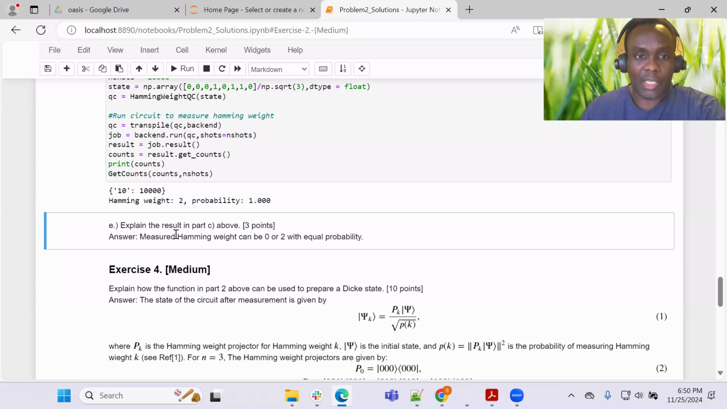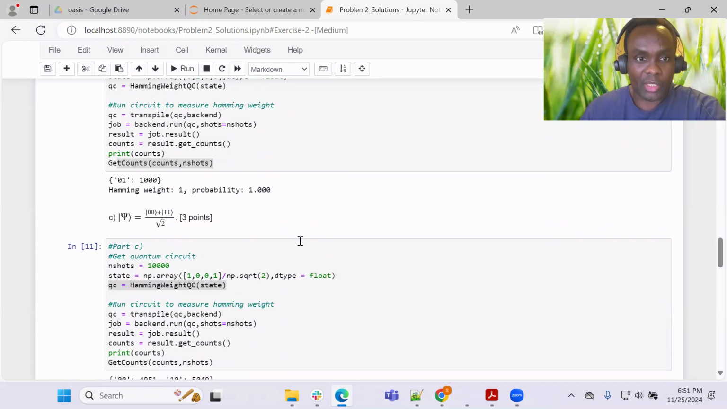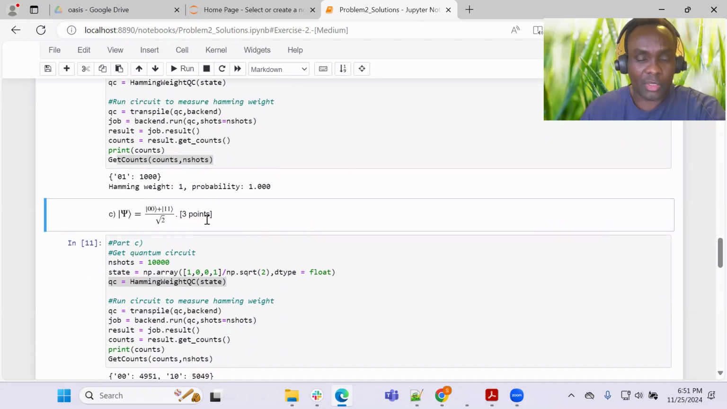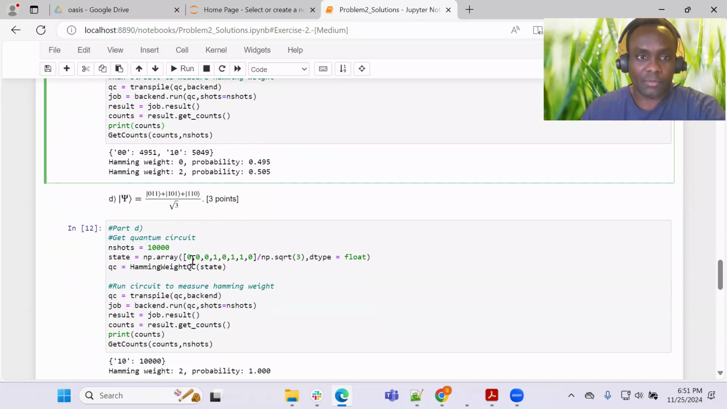Part E. Explain the result in part C above. This is worth 3 points. Okay? As I mentioned earlier, the Hamming weight measured can be 0 or 2, with a probability of 1/2, equal probability. If we go back to part C, this is part C here. You can see Hamming weight can be 0. So if you measure, you can measure Hamming weight of 0 or Hamming weight of 2 with a probability of 1/2 in each case.